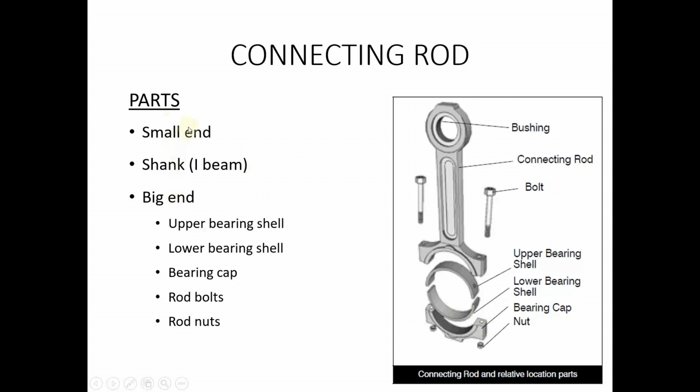So these are the parts: the small end, the shank, that is the I beam, which can be I section or H section, and the bigger end, which consists of the upper bearing shell, lower bearing shell, bearing cap, then the rod bolts and the rod nuts. So these are the parts of the connecting rod.